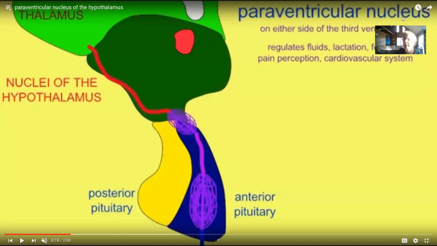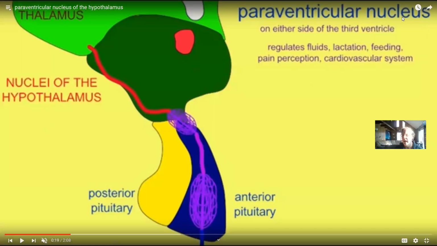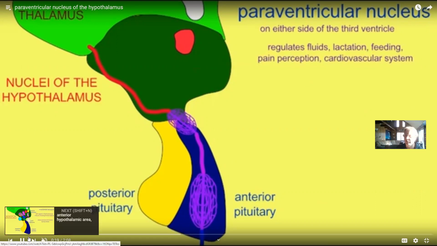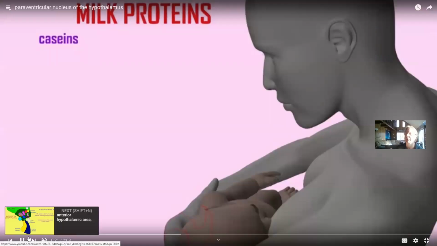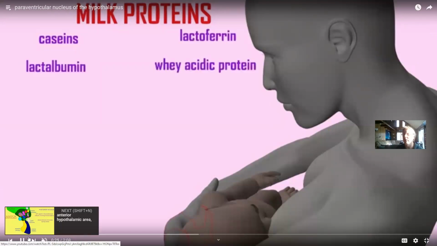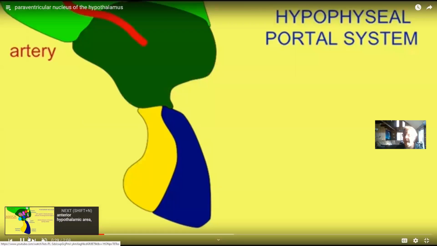What defines mammals? Well, obviously, the production of milk from mammary glands. That's where mammals get their name. So lactation, feeding, that's certainly important here. Well, the hypothalamus controls the release of prolactin, which then controls the production of milk. So, mammals are warm-blooded. The hypothalamus is involved in that.